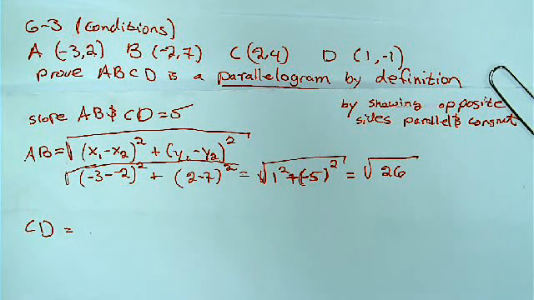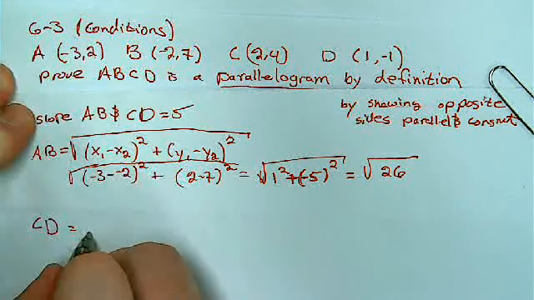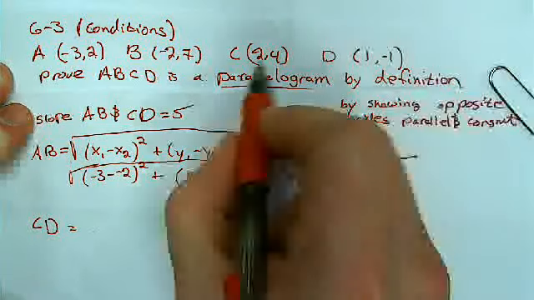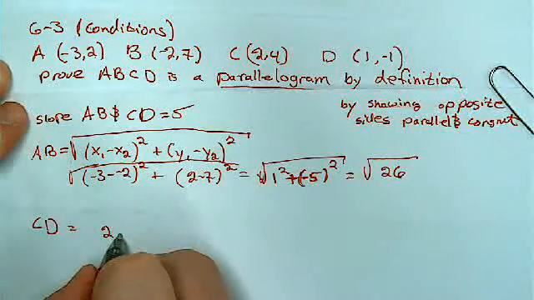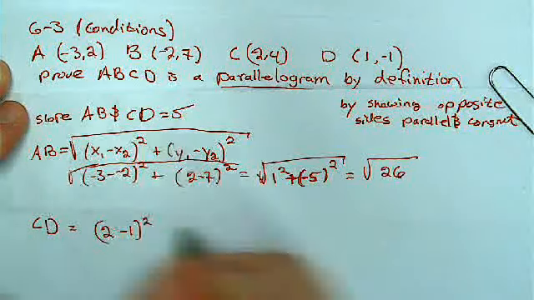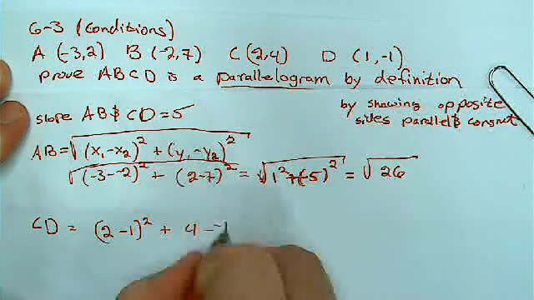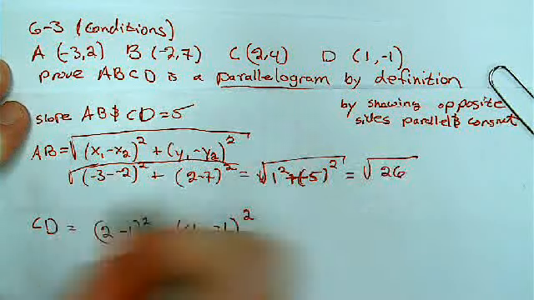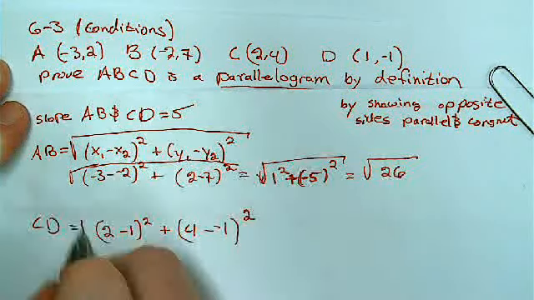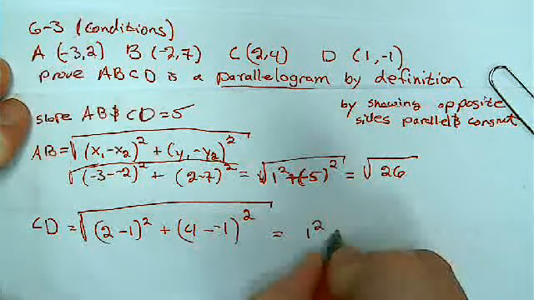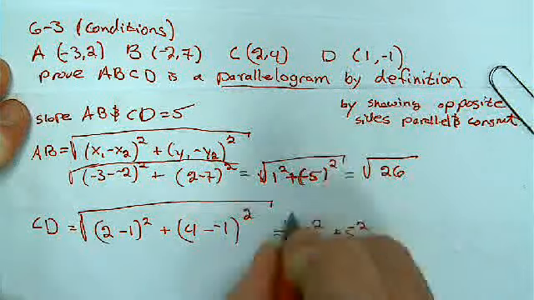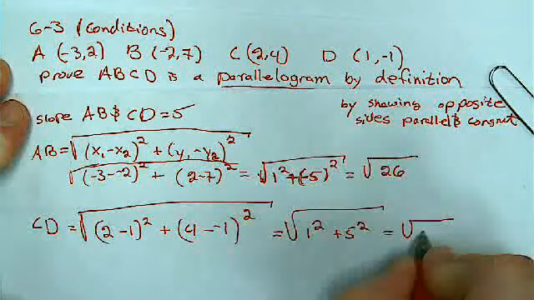Now if I do the same thing with CD, I should get the same value. Let's double check it though. 2 minus 1 quantity squared, 4 minus -1 quantity squared. Square root all of that. This becomes 1 squared, this becomes 5 squared, which is the square root of 26.